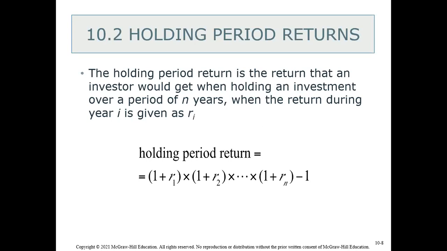So to calculate a holding period return, we would take 1 plus the interest rate at time 1, year 1, times 1 plus the interest rate for time 2, et cetera, et cetera. And then after we multiply those all out, subtract 1.